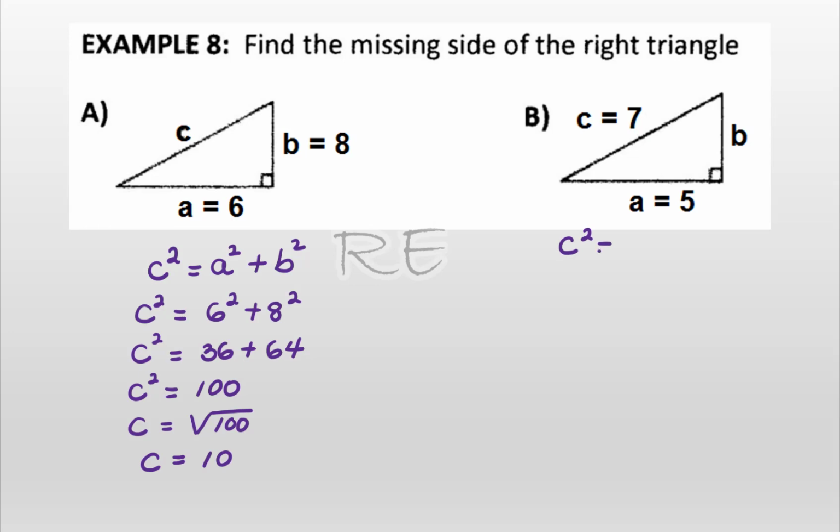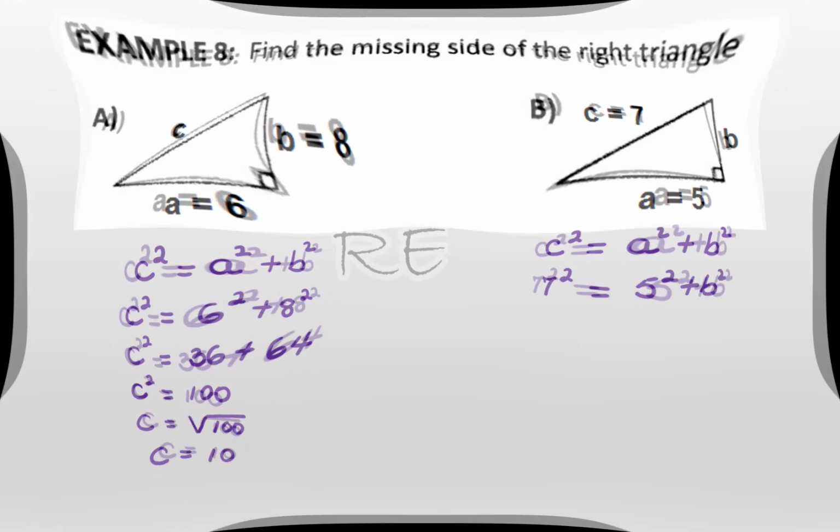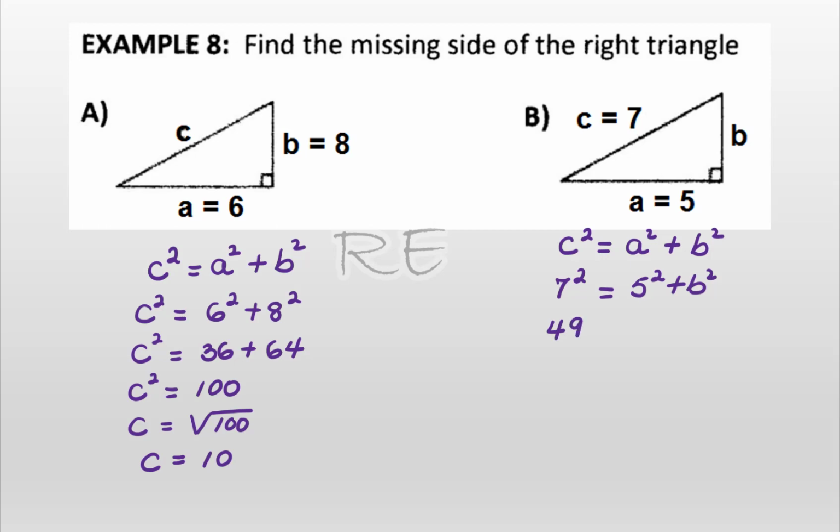The second problem, they're asking you to find one of the legs. They're asking you to find B. So c squared is equal to a squared plus b squared. 7 squared is equal to 5 squared plus b squared. 49 is equal to 25 plus b squared. 49 minus 25 will become 24. So 24 is equal to b squared.